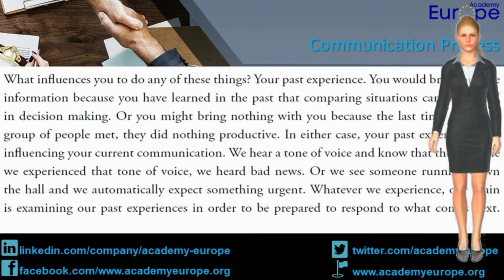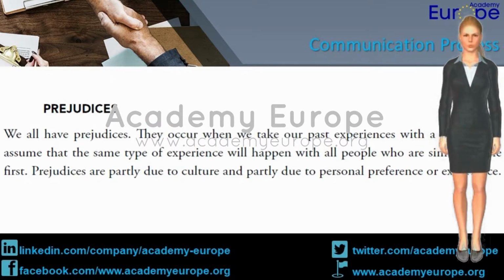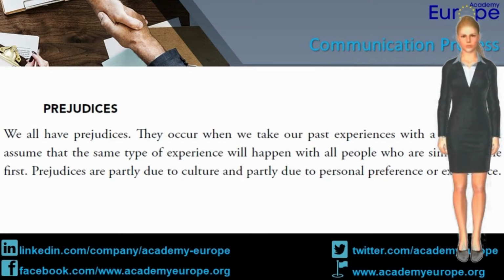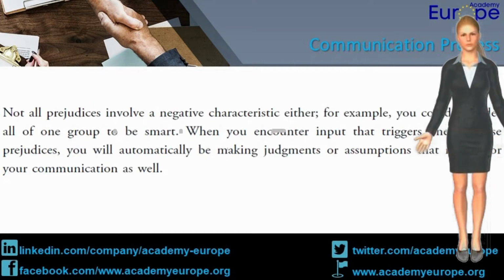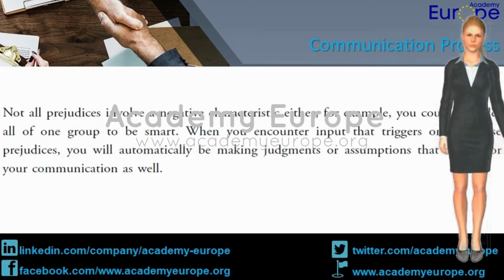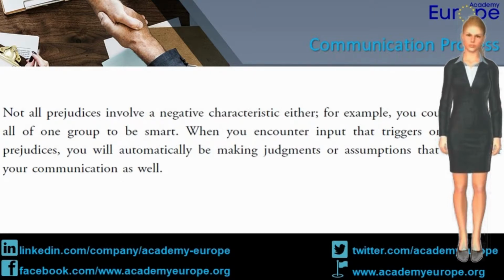Prejudices. We all have prejudices. They occur when we take our past experiences with a person and assume that the same type of experience will happen with all people who are similar to the first. Prejudices are partly due to culture and partly due to personal preference or experience. Not all prejudices involve a negative characteristic either. For example, you could consider all of one group to be smart.